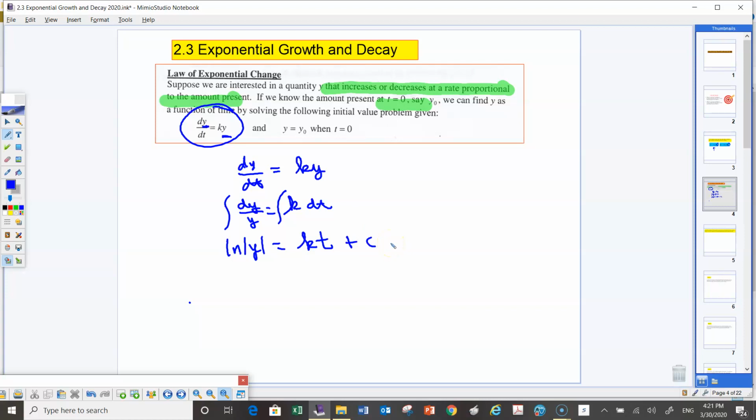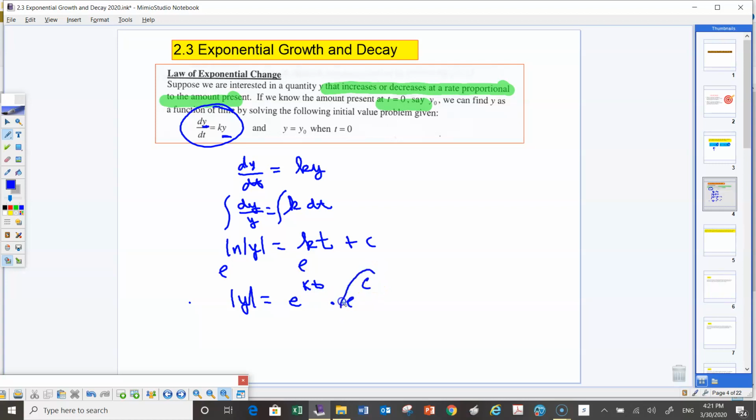Now, remember, I'm trying to solve for y, so I have to exponentiate both sides to the base e. And again, e to the ln absolute y, we know, will change into absolute y. And e raised to the kt plus c, using our laws of exponents, is really e raised to the kt times e to the c.